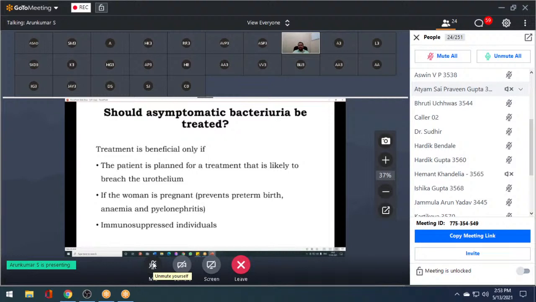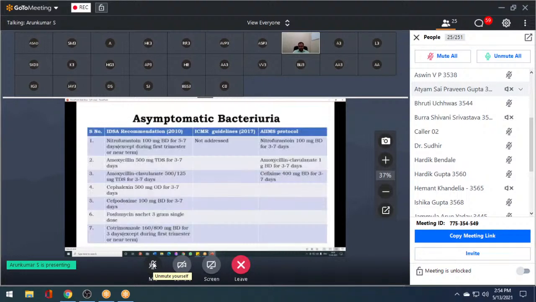Or if they are being planned for a procedure which is going to breach the urothelium, consider that the patient is going to be subjected to a cystoscopy, when you're going to place a scope through the urethra into the bladder. So obviously you're going to damage the urothelium and you're going to scope the patient. So in this case also, the risk of infection getting disseminated is more. So these are the cases in which asymptomatic bacteriuria has to be treated.